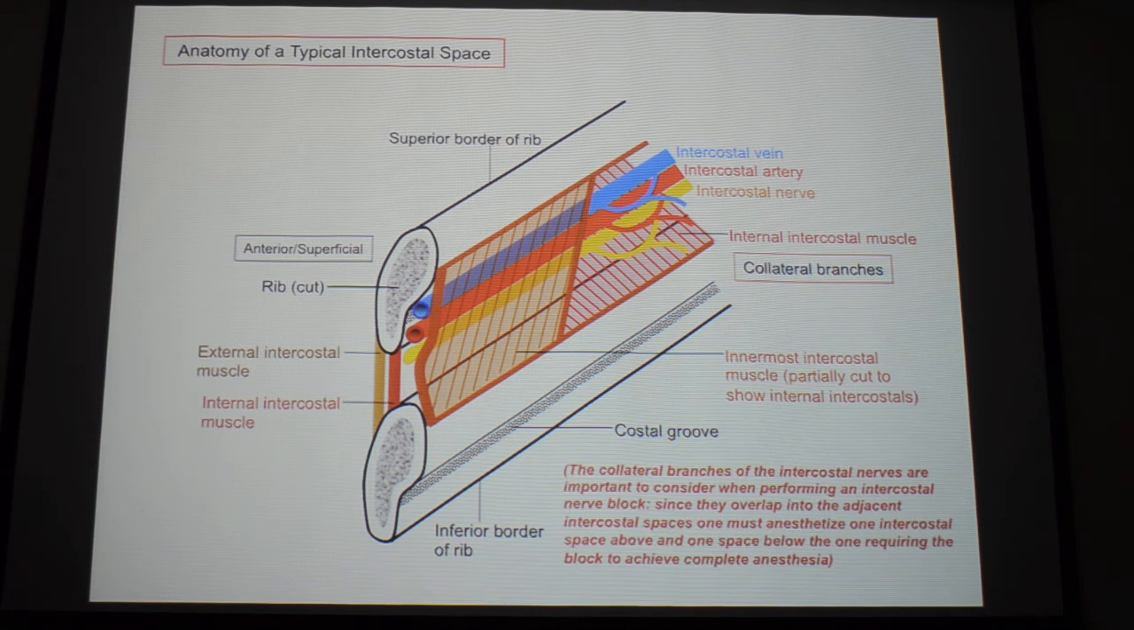So these collateral branches are very important when we are doing procedures. The main neurovascular bundle is well protected, but these collateral branches are at risk once we are performing certain procedures. What are these procedures? We may need to block a nerve. We may need to drain a hemothorax. We may need to drain a pneumothorax. We may need to drain a pyothorax.